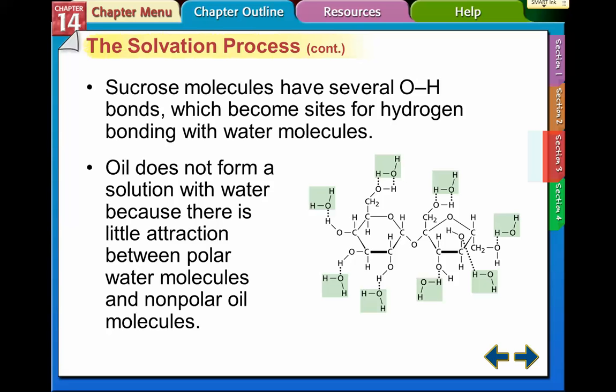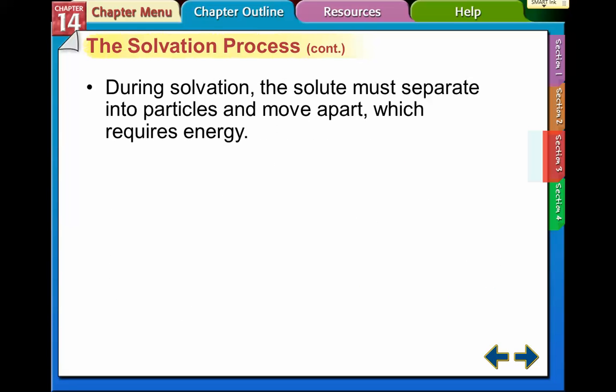Oil does not form a solution with water because there's little attraction between the oil and the polar water molecules, right? So there's nothing for the water to attach to. The water doesn't really surround those molecules. The oil molecules stay together, and the water molecules stay together. So the solvation process doesn't happen with oil and water.